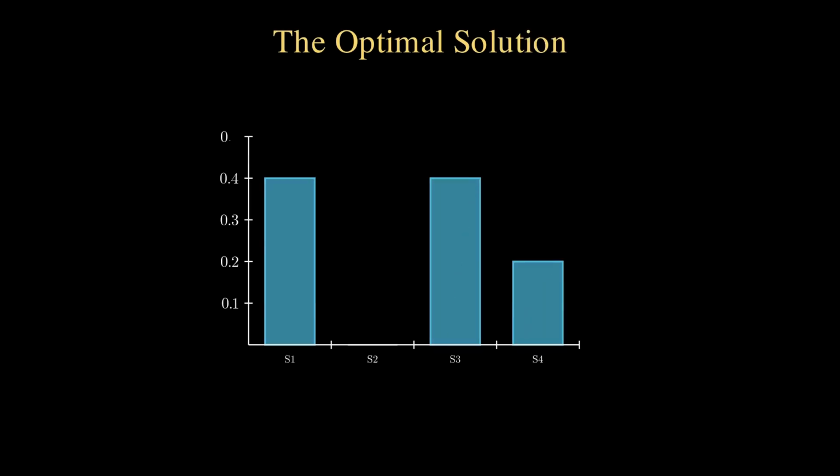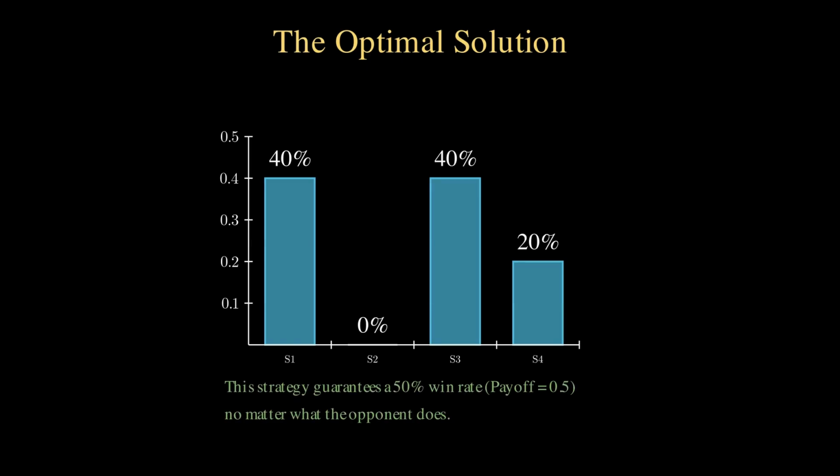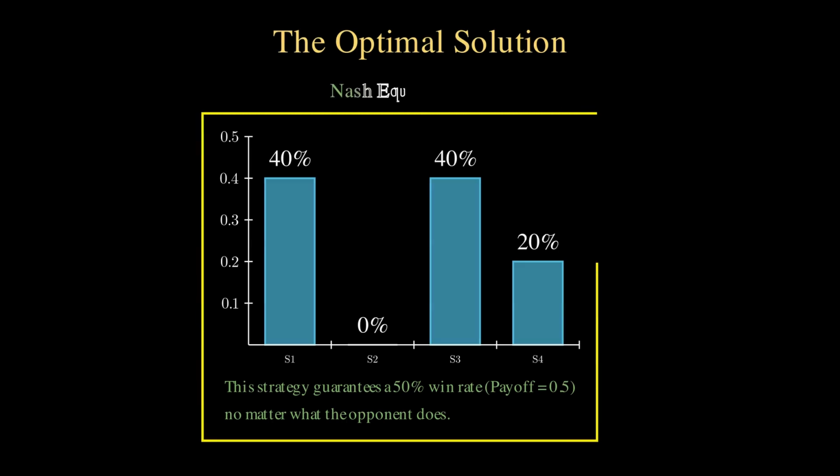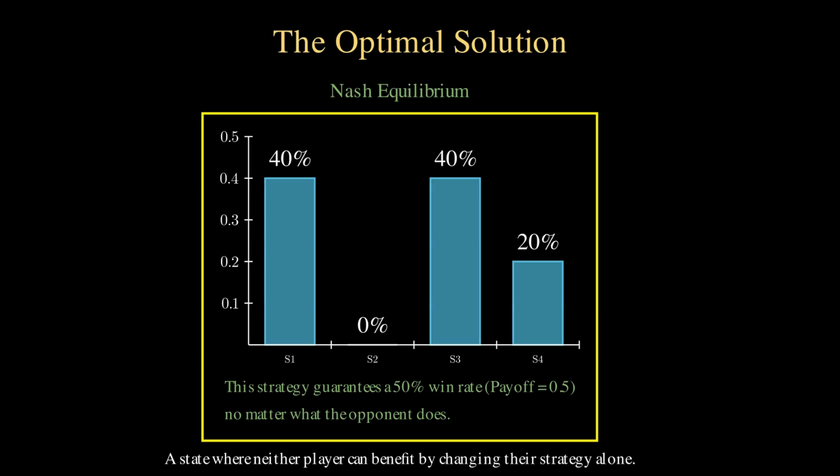When we run simplex, we get this solution. Using this specific mix, you can guarantee a win probability of at least 50%, no matter what the opponent does. But remember, this is a symmetric game, so your opponent can do the exact same thing. What happens if both players follow this strategy? Neither player can do better. This stable state is called a Nash equilibrium. Here, no player has an incentive to change their choice.